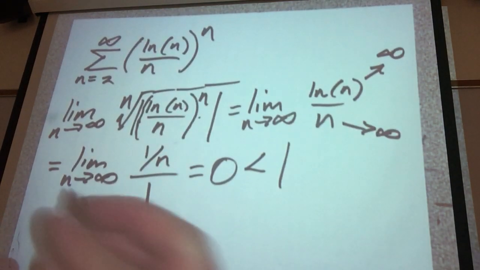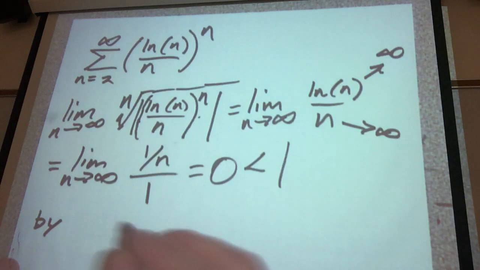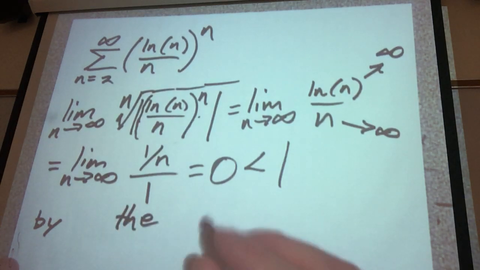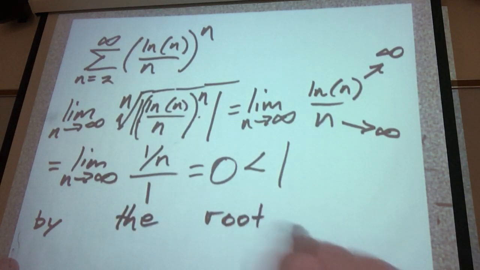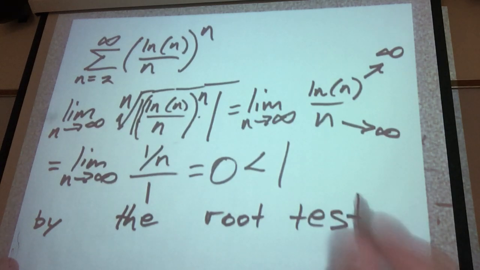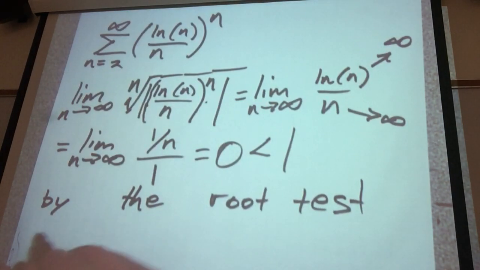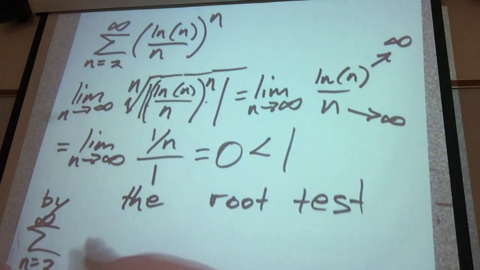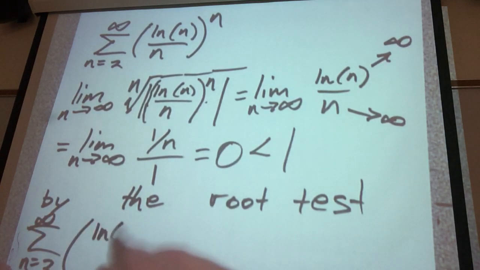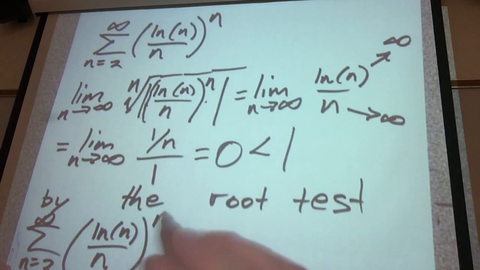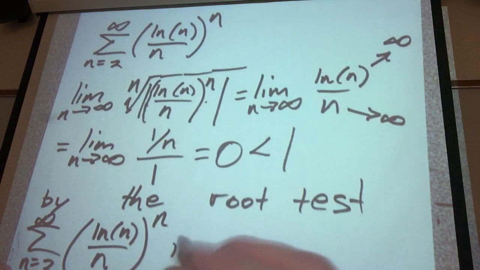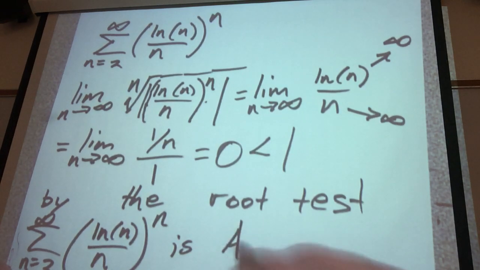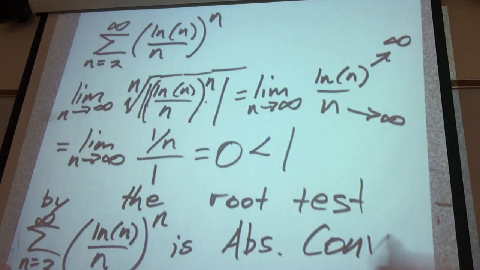So, by the root test, the sum n which equals 2 to infinity of the natural log of n divided by n and raised to the nth power is absolutely convergent.